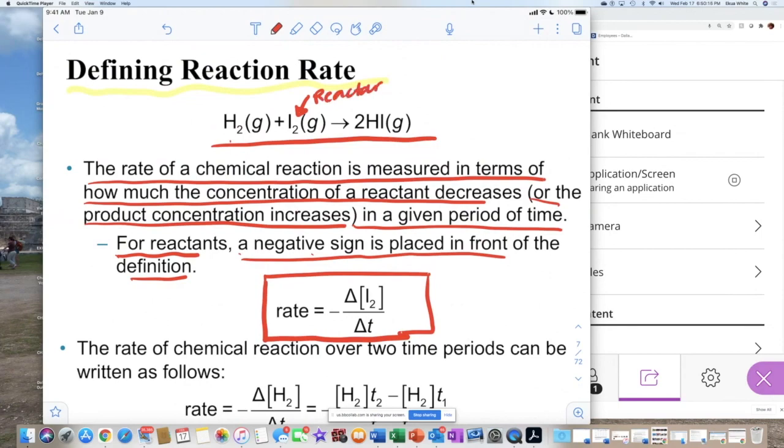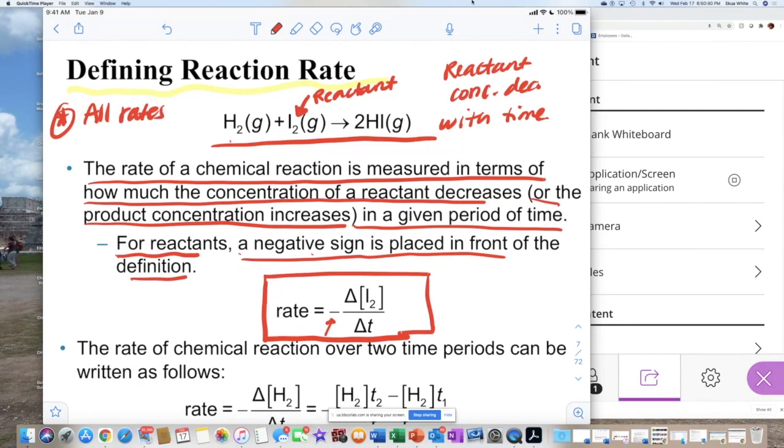We know that reactants decrease in concentration with time. So reactant concentration decreases with time. For that reason, you have to have a negative sign. So I'm going to tell you right now, all rates in chemistry are positive. So let me write a little caveat here. All rates in chem are positive. Okay? So when you know that, it helps you. So just say you forgot, right? You're doing some kind of MCAT or something and you forgot.